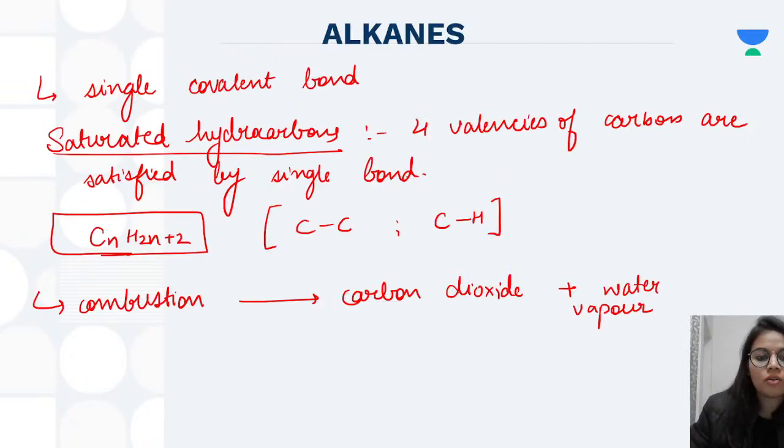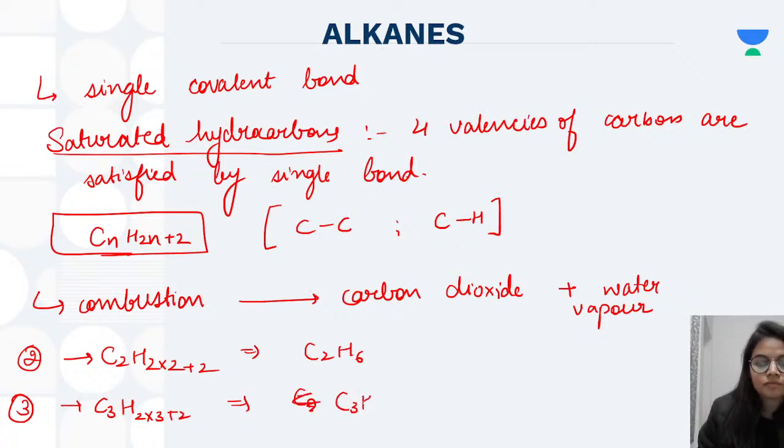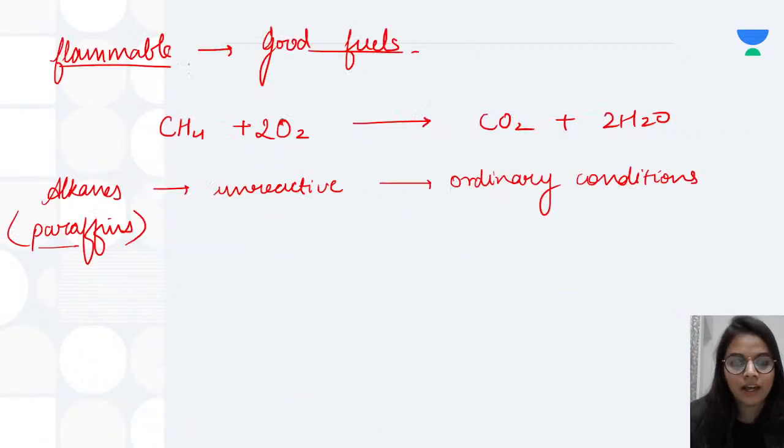Now, if I talk about the alkanes, from the general formula, if we have, let's say, 2 carbon, so what will be our formula? C2H(2 into 2 plus 2), that is C2H6. Similarly, for 3 carbon atoms, it will be C3H8. Okay, and likewise, you can find out the formula for n number of carbon atoms.